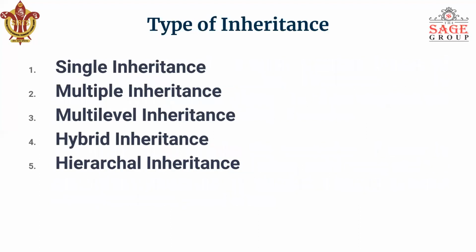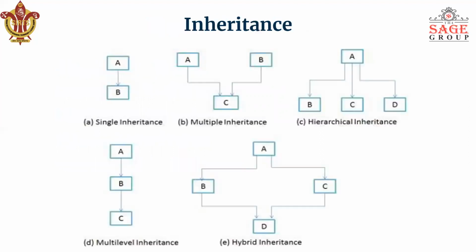derived class. Now, if we talk about the types of inheritance, we have 5 types of inheritance, that is single inheritance, multiple inheritance, multi-level inheritance, hierarchical inheritance, and hybrid inheritance. These are the 5 different categories of inheritance.